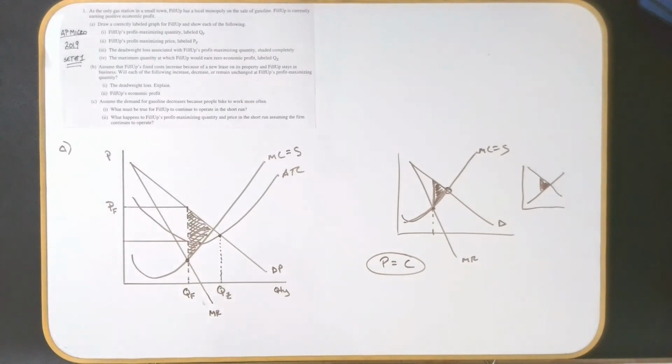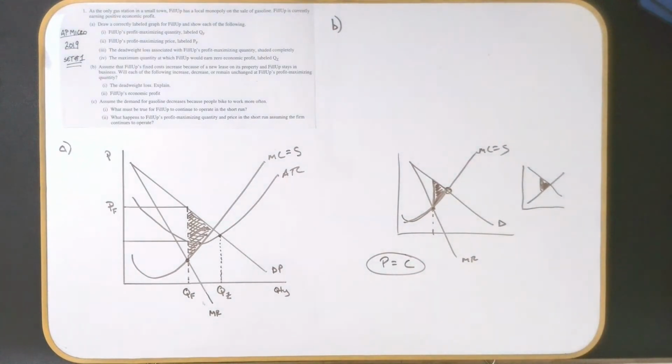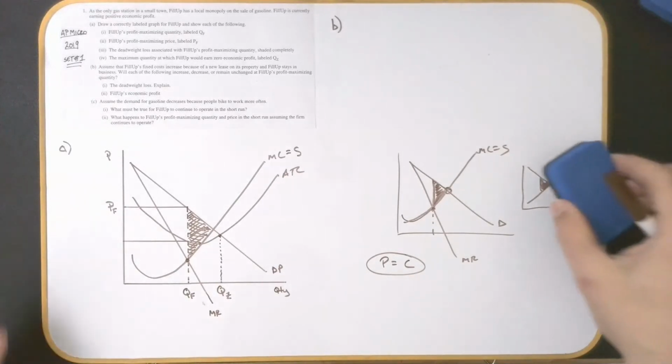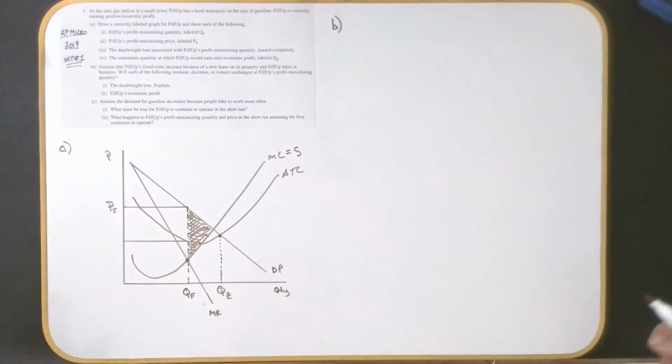All right, time for part B. Part B says, assume that Philip's fixed costs increase because of a new lease on its property, and Philip stays in business. Will each of the following increase, decrease, or remain unchanged at Philip's profit maximizing quantity? All right, so the question is, what kind of costs change if it's a fixed cost change? So your rent just went up.